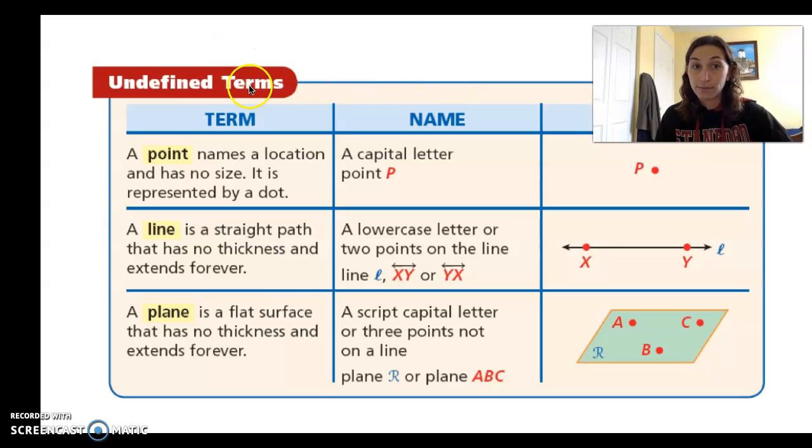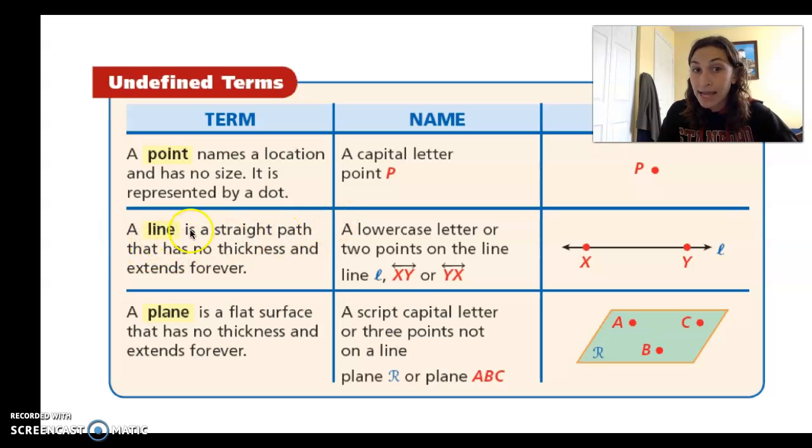So, undefined terms. A point names a location and has no size. It is represented by a dot. So right here, there's the dot. Now, when you talk about a point, you name it by its capital letter next to it. So this point would be called point P.